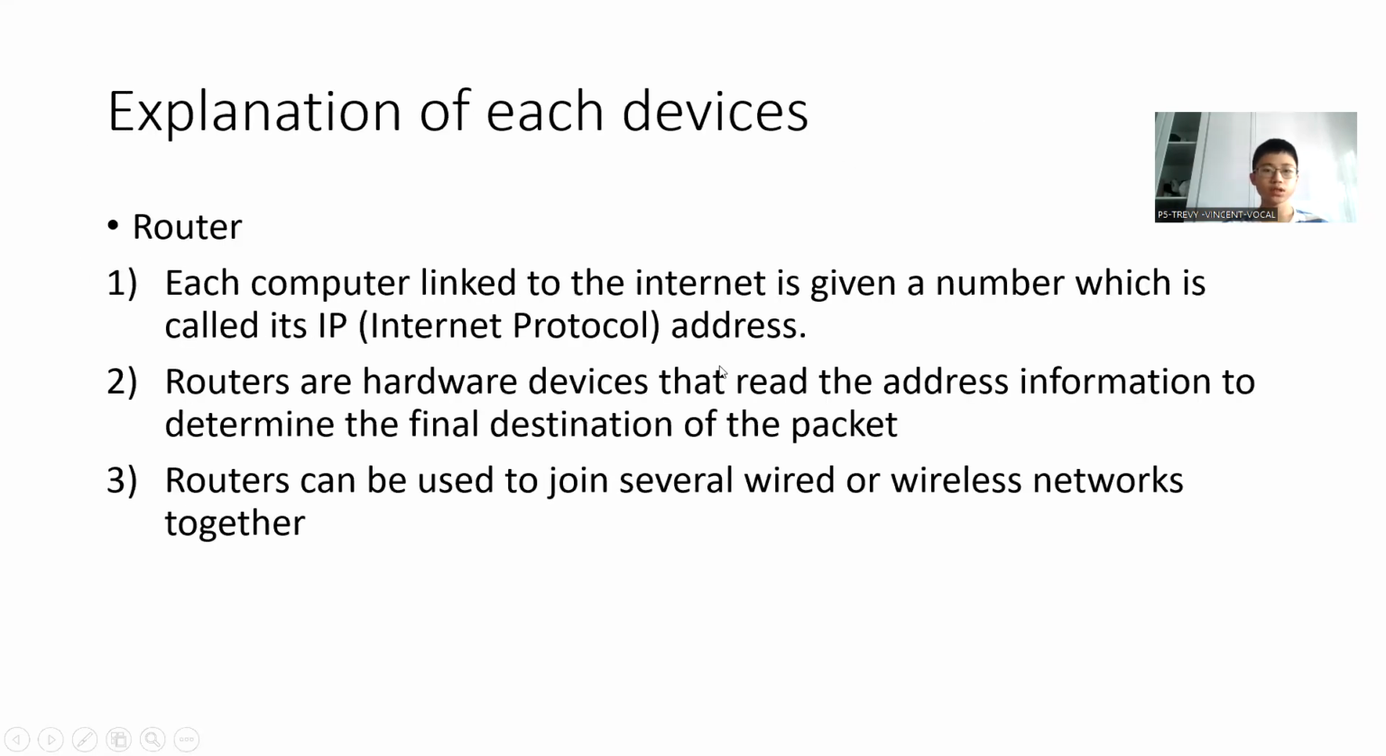Each computer linked to the internet is given a number which is called its IP address, or you can say Internet Protocol address. Routers are hardware devices that read the address information to determine the final destination of the packet. Routers can be used to join several wired or wireless networks together as well.